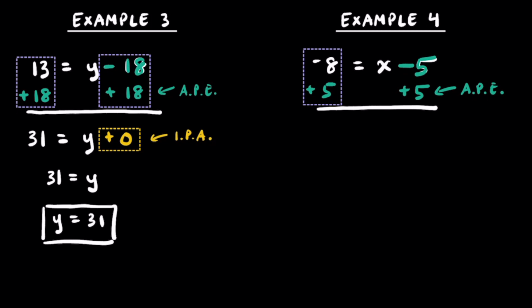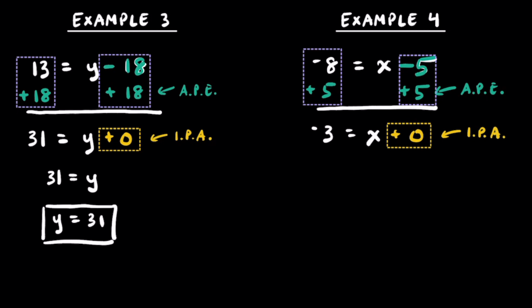By adding 5 to both sides of the equation, we are using the addition property of equality. On the left side, negative 8 plus 5 is equal to negative 3. And on the right side, this minus 5 and plus 5 combine to make 0 since they're opposites, so we can write x plus 0 on the right side of the equation. Let's drop the 0 by using the identity property of addition, so we can say that negative 3 is equal to x, or we can turn this around and say that x equals negative 3, whatever floats your boat.